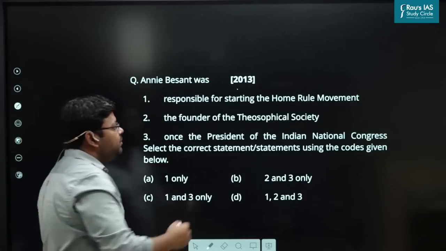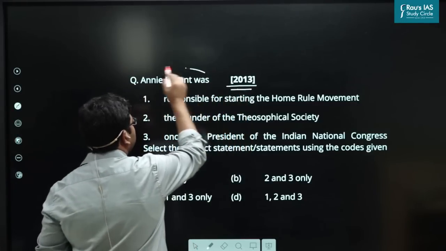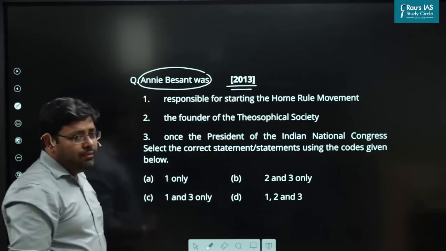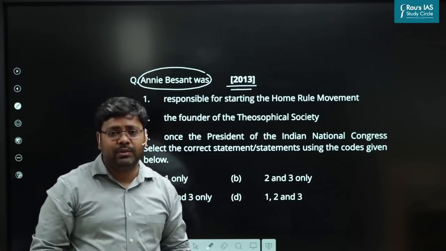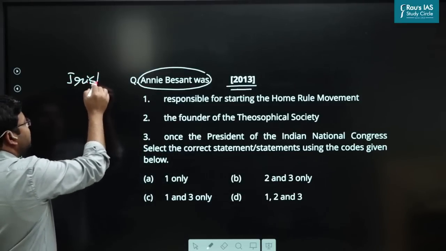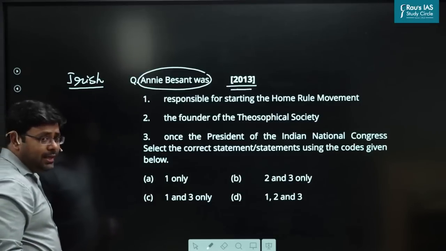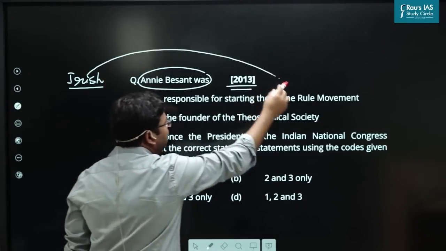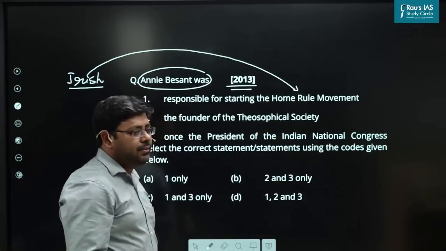Another question is from UPSC 2013, and it is asking about Annie Besant. One of the most prominent moderate leaders was Annie Besant. She was an Irish lady. And inspired by the Irish Home Rule movement, she started the Home Rule movement in India.